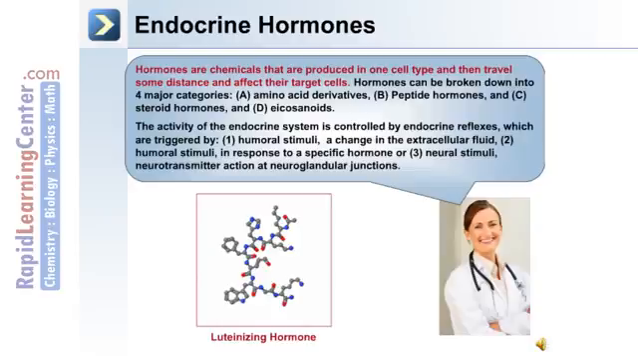And number 4, eicosanoids. The activity of the endocrine system is controlled by endocrine reflexes, which are triggered by humoral stimuli such as a change in the extracellular fluid, humoral stimuli in response to a specific hormone, or neural stimuli, neurotransmitter action at a neuroglandular junction.